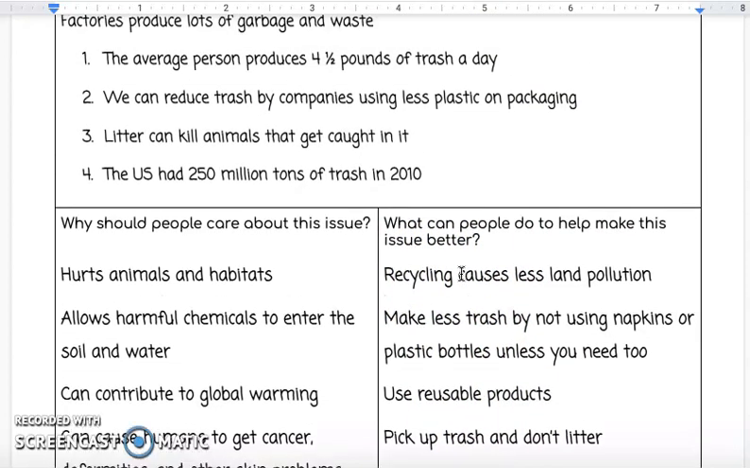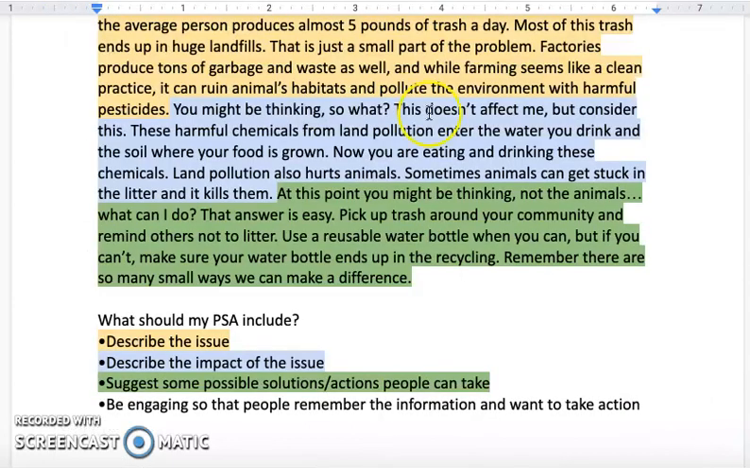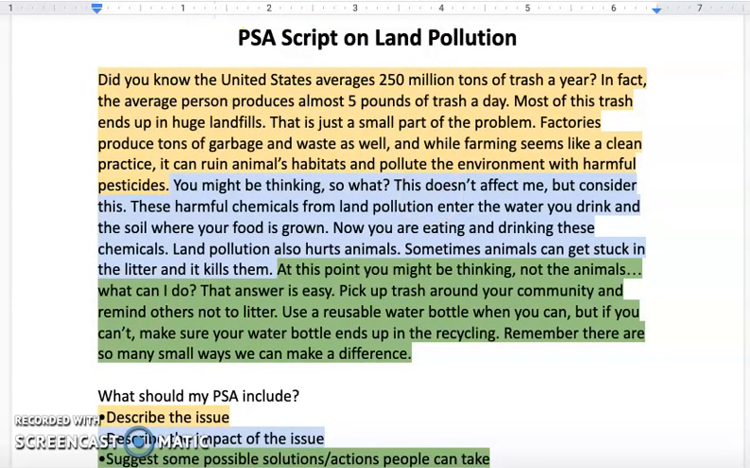So, using your note catcher to help guide through, you're going to go through each of the boxes and use that to help write your PSA script. So at this point, go ahead and pull up your own note catcher and start looking at it, thinking where you want to start writing your script, and go ahead and start writing that draft or working on it.